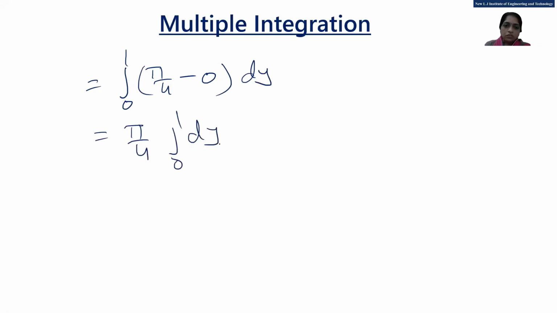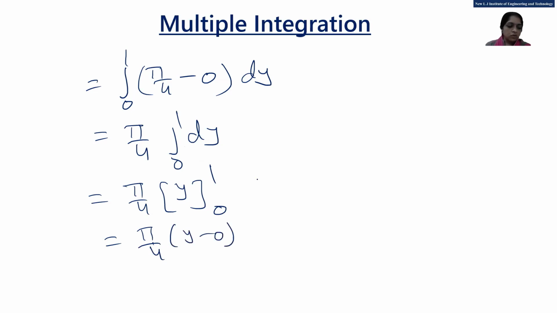So the integration of 1 with respect to y is just y. So pi by 4 y, 0 to 1. Here pi by 4 y minus 0. By putting 1 minus 0, our answer is just pi by 4. Okay.